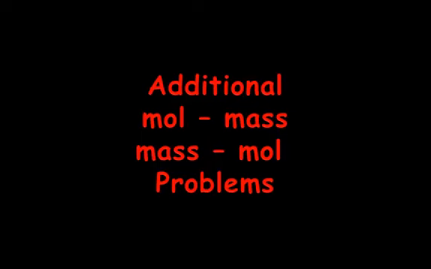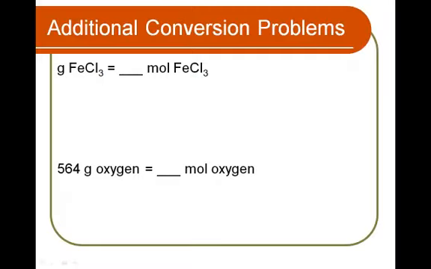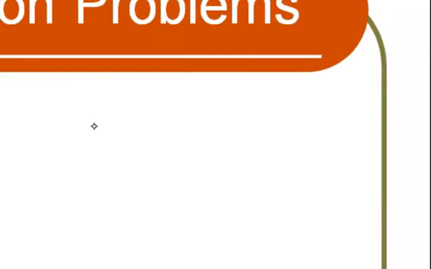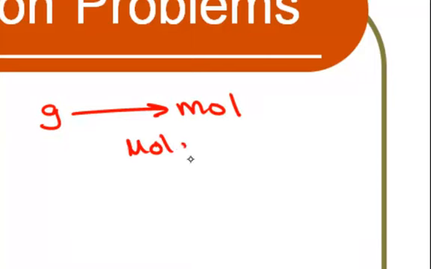Additional mole to mass, mass to mole problems. If we want to convert, looks like we didn't put a number here, so let's choose 25 grams. If we want to convert 25 grams of iron 3 chloride to moles of iron 3 chloride, we're starting on mass island and we want to work to mole island. So we're going to use our molar mass bridge.